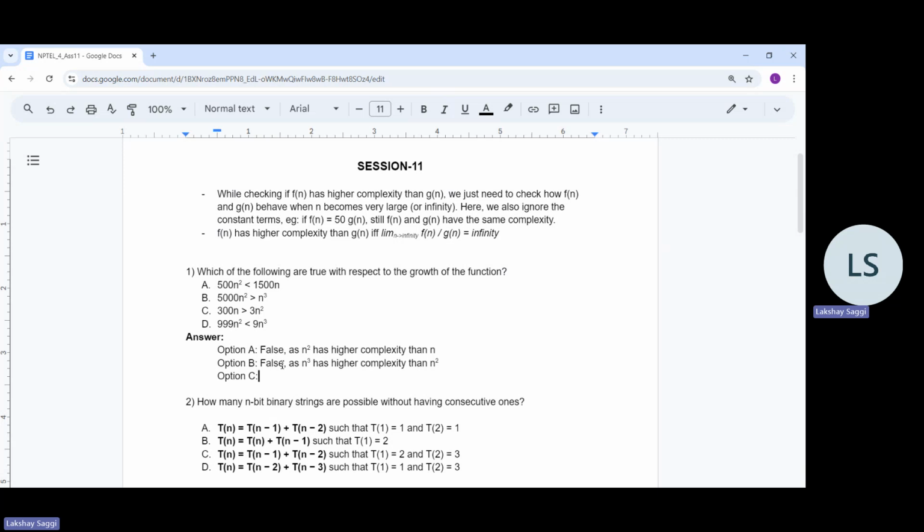Coming to option C, it says 300n is greater than 3n square. Again, ignoring the constants, this means that n has a higher complexity than n square, which is again false, as n square has higher complexity.